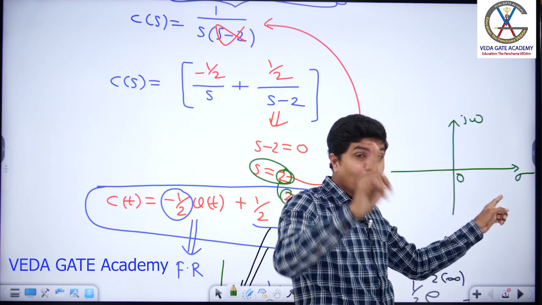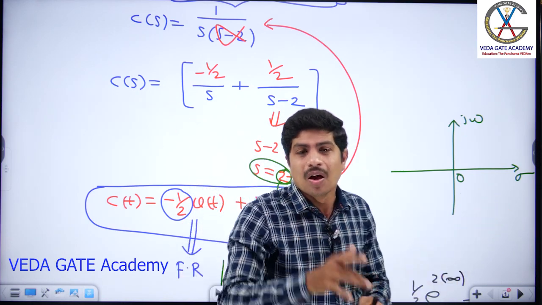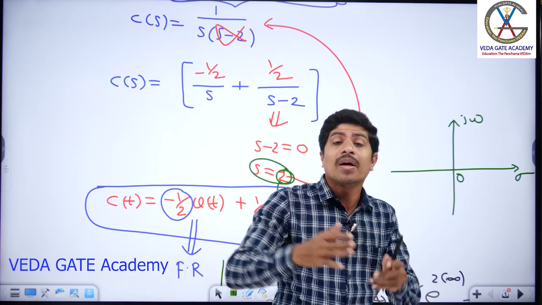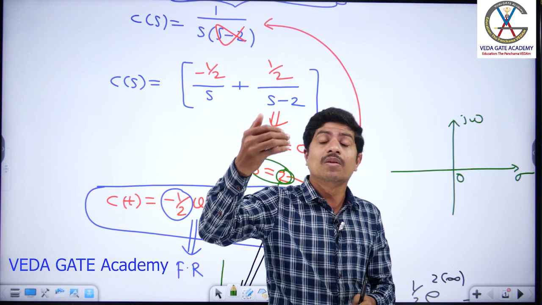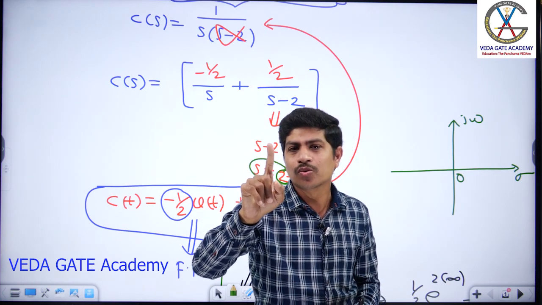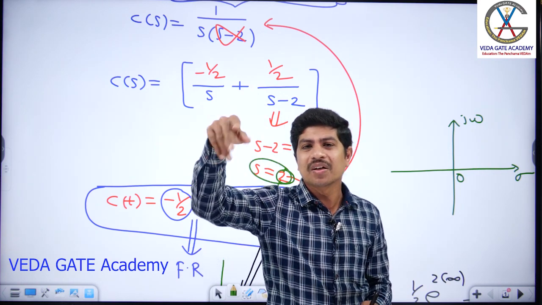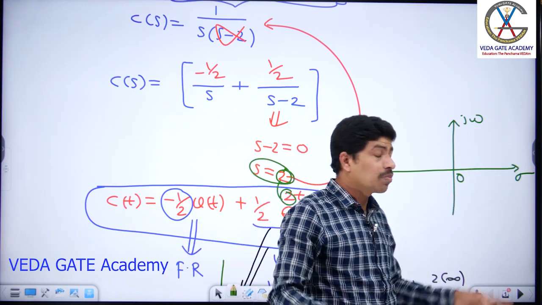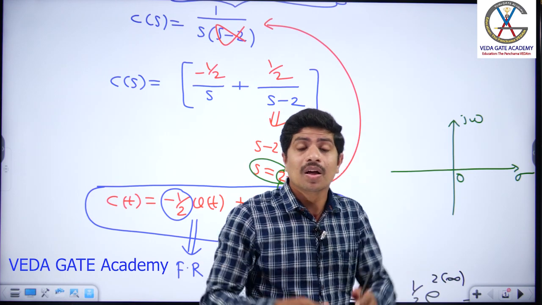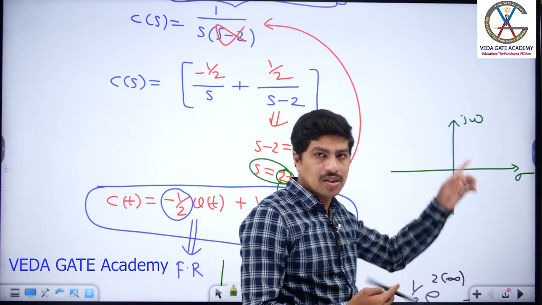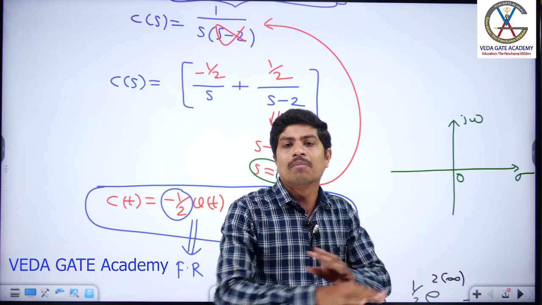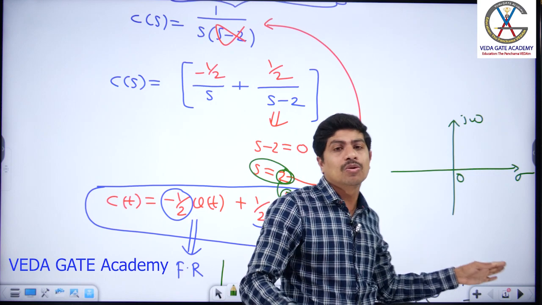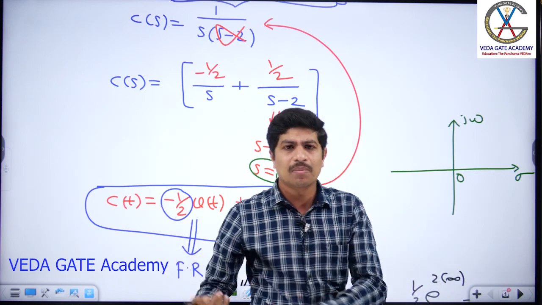But if any one pole is in the right half of the s-plane, and the remaining poles are all in the left of the s-plane, those exponentials will be negative, but one exponential is positive, so that will become infinity. Infinity plus anything will be what? Infinity. It means one pole in the right half of the s-plane is enough to make the system unstable. There are many points to understand about instability or stability, it is not yet completed. We need to discuss the imaginary axis also. This is just an introduction.